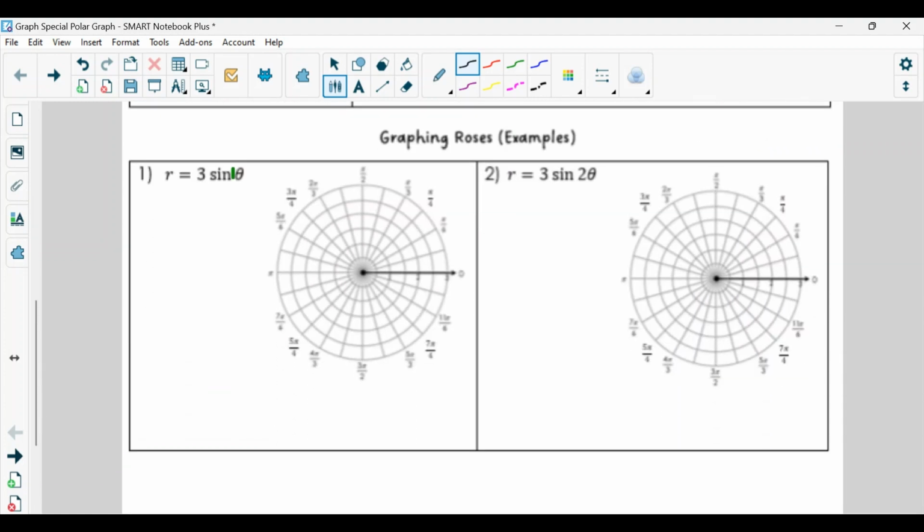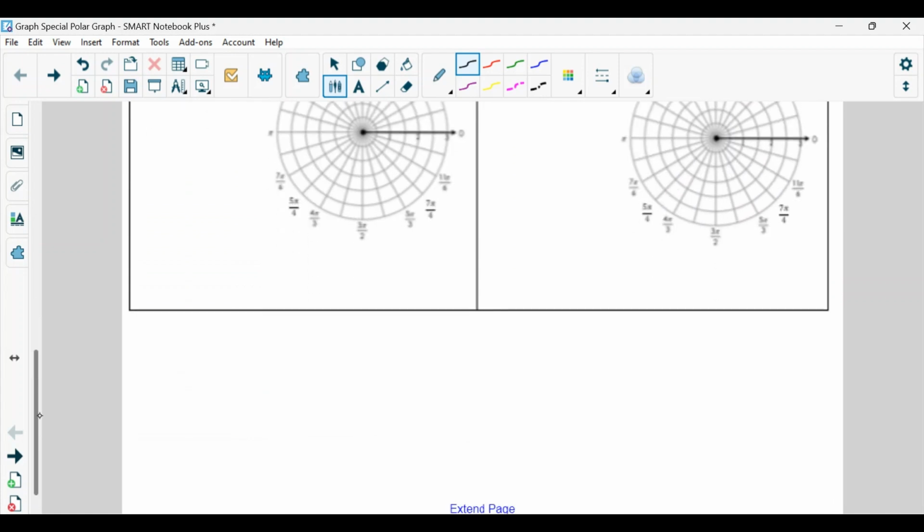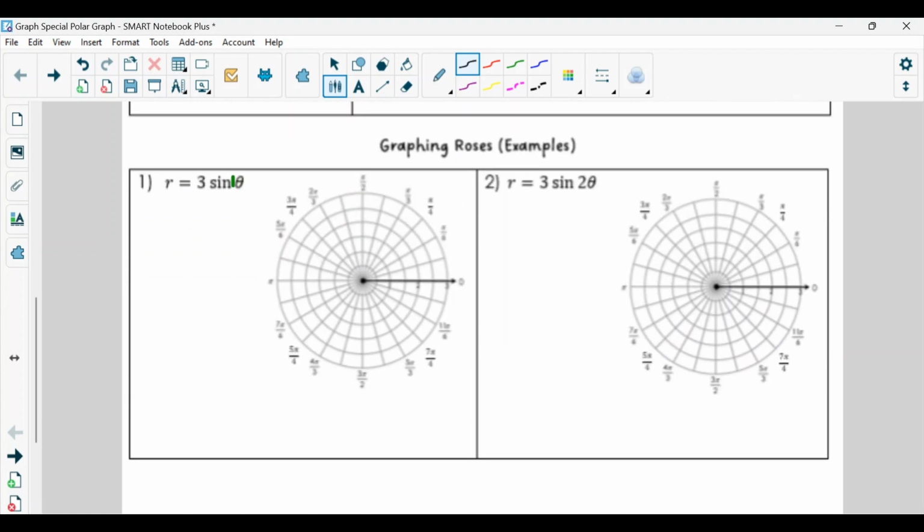And tomorrow, you'll also have graphing and identifying where the endpoints of the petals are, which is pretty much the same thing. You have to find the points of the petals as a graph. Okay, so let's do a couple of these.